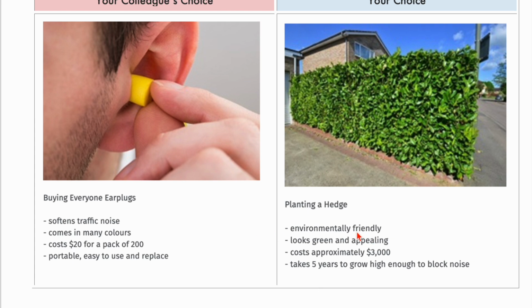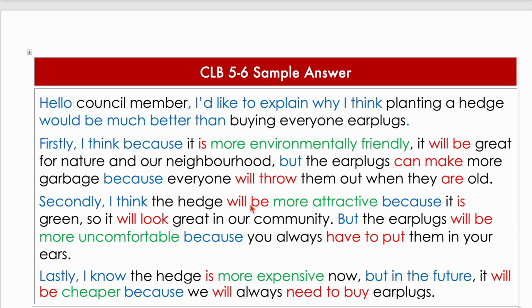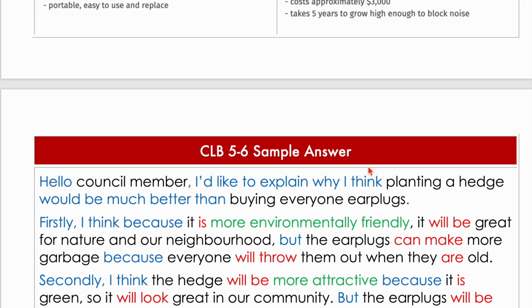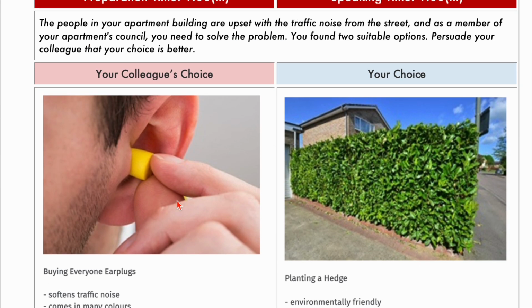We need to say, planting a hedge is more environmentally friendly, so our community will love it. Okay, that's kind of what we said here. Okay, but the earplugs, right? The earplugs, they will make more garbage because everyone wants to throw them out. So you need to practice that. But again, from your knowledge, not memory.